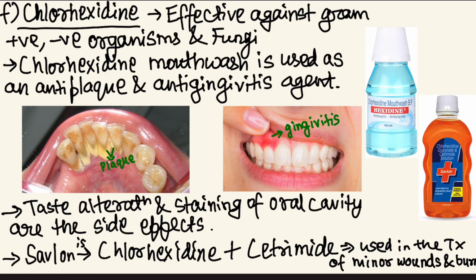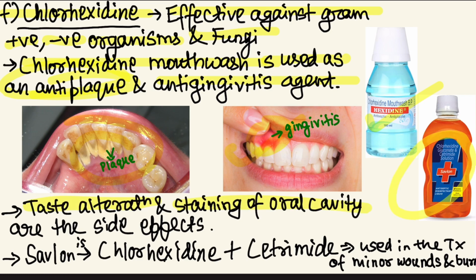Next, we have chlorhexidine. Chlorhexidine is basically used as a mouthwash. It is effective against gram-positive, gram-negative organisms and also fungi. Chlorhexidine mouthwash is used as an anti-plaque agent, that is, to prevent plaque formation, and also as an anti-gingivitis agent, that is, it is also used for the management of gingivitis. Some of the adverse effects include taste alteration and staining of the oral cavity.